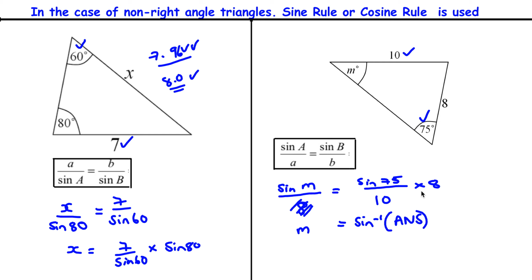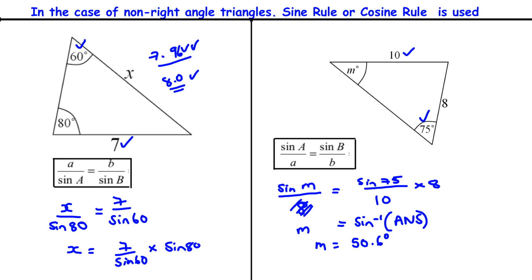So let me just find that out for you. Sine 75, take that answer, divide it by 10, take that answer, multiply it by 8, press shift, answer, and you should get 50.6. So m is equal to 50.6 degrees, because you're finding that out. Okay, so that's using the sine rule.